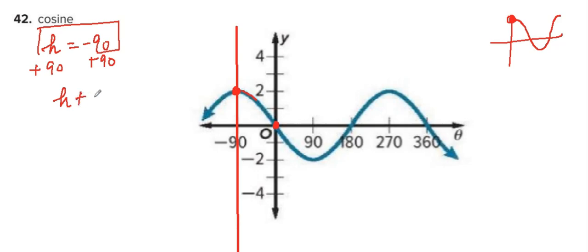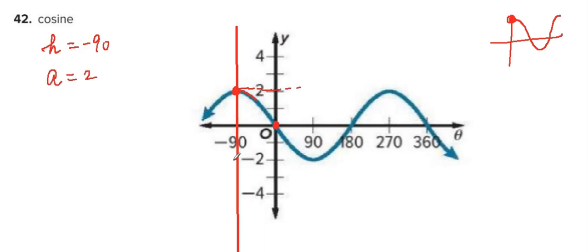So h plus 90 is equal to 0. We are going to use this in our equation, that is -90. So no need to do this, just write h minus 90. After that, amplitude is easy. Amplitude is how many units up. You can see it is 2 units up. So amplitude is 2 units up and 2 units down.